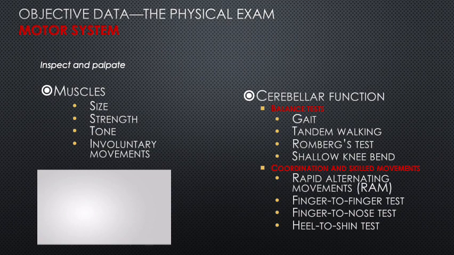Then we have the coordination and skilled movements. We have rapid alternating movements. So you ask your patient to pat their knees with both hands lifted up and then down and then up and then down and then faster and faster. They should be able to do this in a quick rhythmic pace. You can also alternatively ask the person to touch the thumb to each of their fingers and then again with the other hand and then reverse the action. So you can start with the pointer finger going to the pinky and then the pinky going to the pointer finger. This should be done quickly and accurately on both hands.